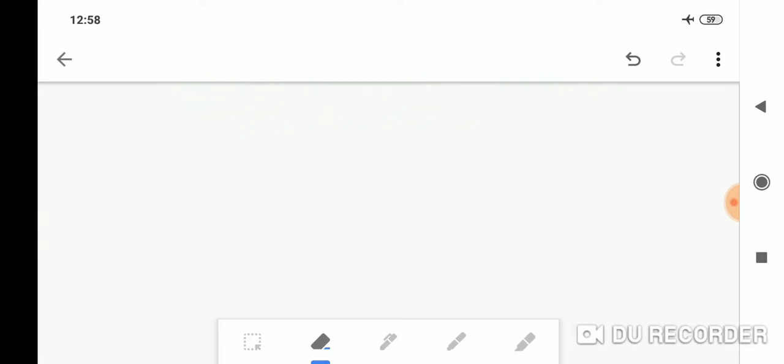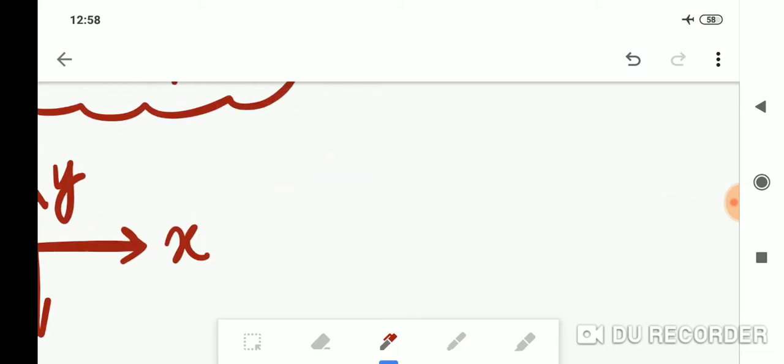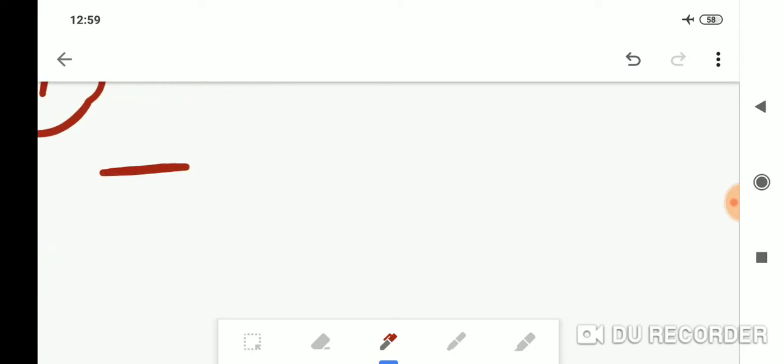So first we should understand what a graph is. Two axes. Basically, we need to discuss the x-axis and y-axis. This is a representation of a graph. A graph is represented this way.